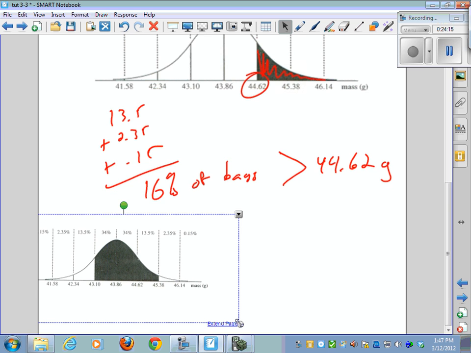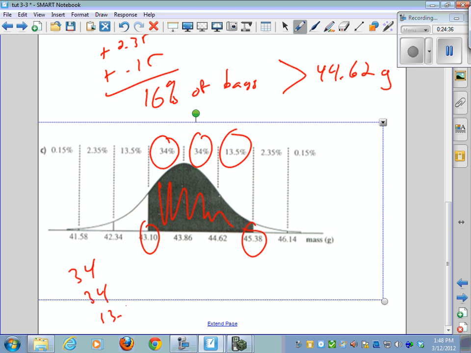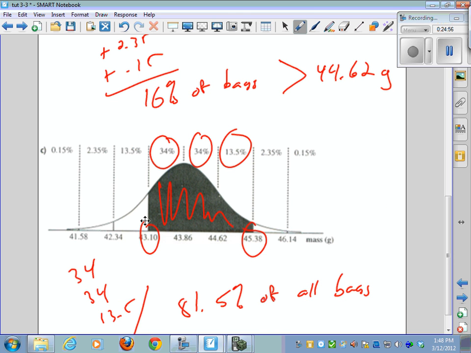The last one, oh yeah, that's right. I guess it is shaded here, right? Yeah. Okay, well, between 43.1 grams and 45.38 grams, so find 43.1 and 45.38, shade it in, add those up. 34 and 34, and 13.5 is a total of 81.5%. 81.5% of all bags are somewhere between 43.1 and 45.38 grams.